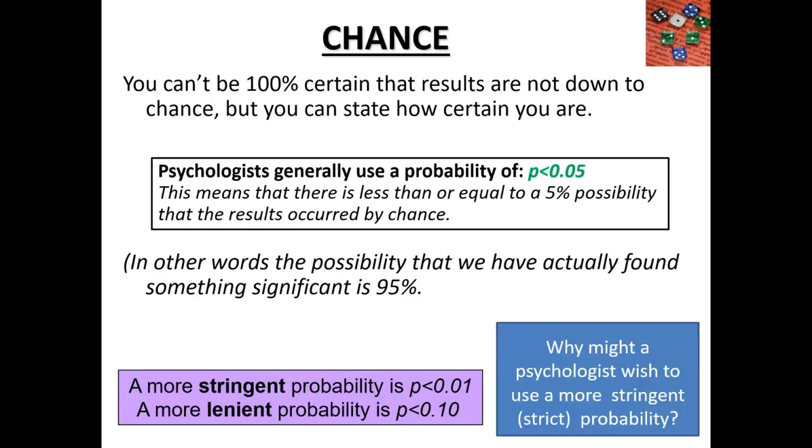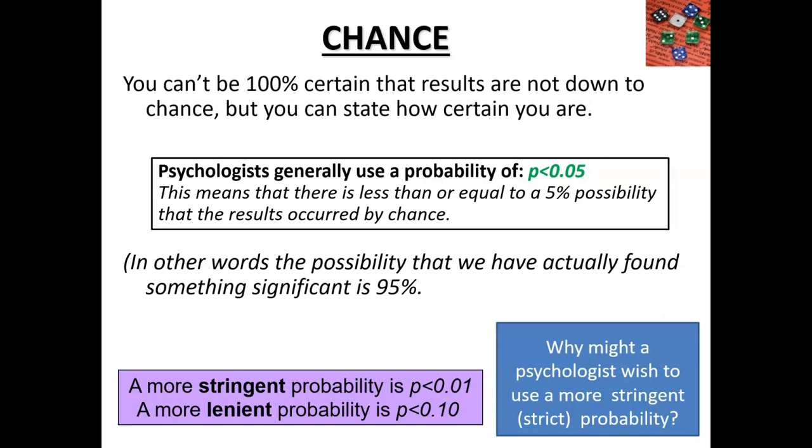So you can't always be 100% certain, like we said, and we use the probability of 5%. That means that there is less than or equal to a 5% possibility that the results occurred by chance, meaning we are 95% sure that there is that connection, that we're identifying that gender does play a role, or that women are in fact better than men. We're 95% sure of that. Now we always use 0.05.